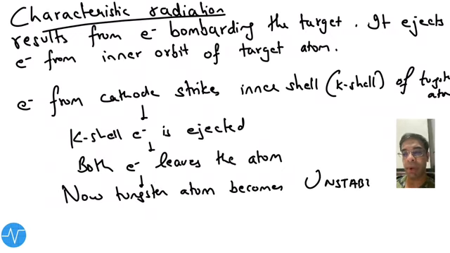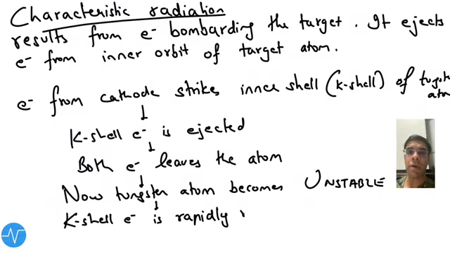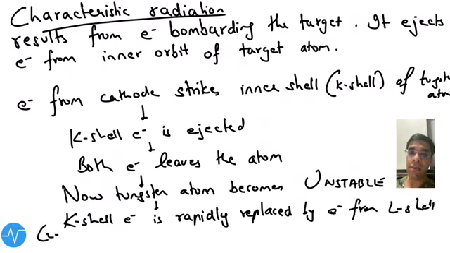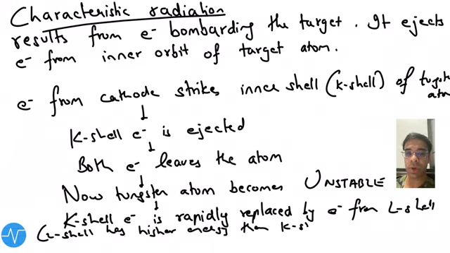Therefore, the tungsten atom will be unstable. Now, because there is no electron in the K shell, an electron from the outer orbit, meaning the L shell, will drop to the K shell, will lose energy, and this energy loss will be emitted in the form of a single X-ray photon.